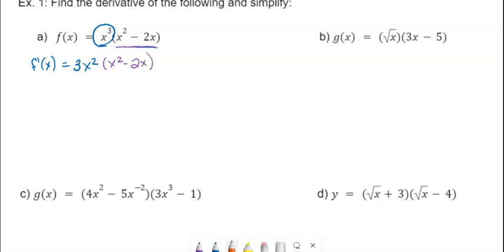Okay. Now I need to do the opposite. I'm going to keep the first one exactly the same. Take the derivative of the second one, which is going to be 2x minus 2. Okay. So I take the derivative. Then I add, I take the derivative. Okay, now we're going to multiply this out and combine like terms.